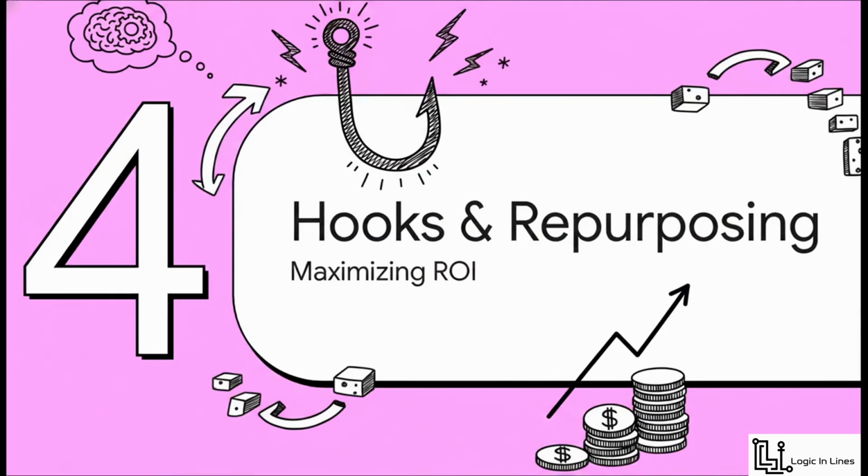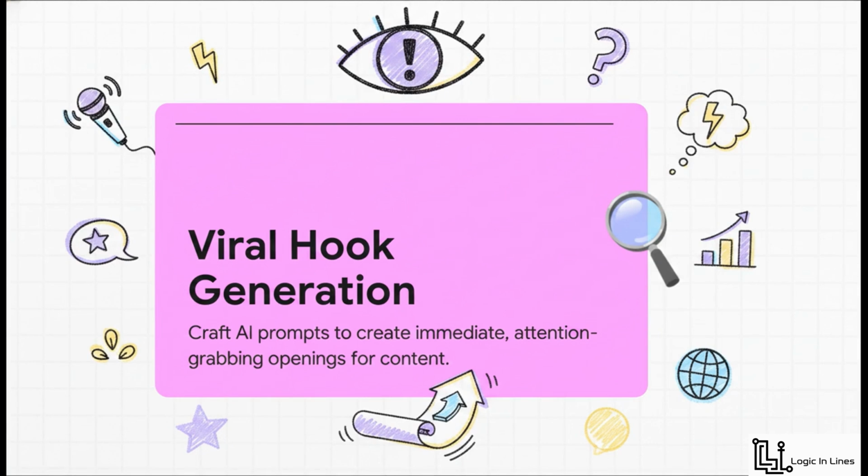Which brings us to section 4, viral hooks and repurposing. Let's maximize that ROI. Okay, for viral hooks, you want to command the AI to use pattern interrupts. Tell it to open with a controversial claim, maybe a completely counterintuitive stat, or just a direct, provocative question. Whether it's the first line of an article or the opening frame of a video, you are trying to engineer those exact 3 seconds that stop someone from swiping away.